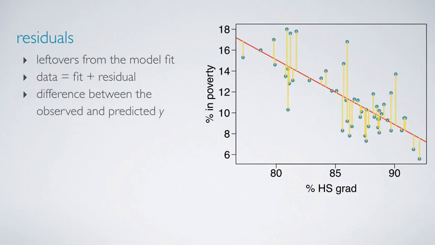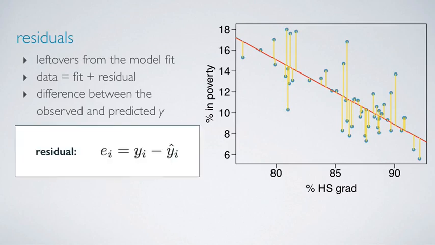The residual is defined as the difference between the observed and the predicted y, so the observed value and the predicted value of the response variable for a given data point in our data set. So we can write the formula for the residual as, and we denote it using an E for error, e_i is equal to y_i, the observed response variable, minus y hat_i, the predicted response variable.